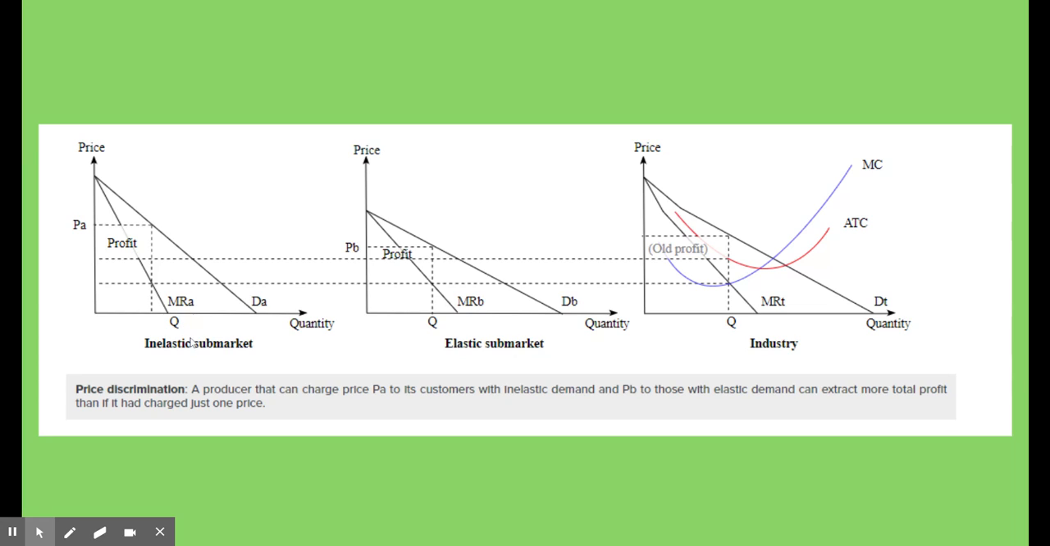A producer can charge price PA to its customers with inelastic demand and PB to those with elastic demand. So PA would be for those that think this is an absolutely necessary product, and so they're going to be able to maximize profit off of them. The older customers might say, I really don't need to go to the movies. They're not going to be able to charge as high a price, and so their price is actually going to be smaller. And then, of course, you combine both of these things for the entire industry.